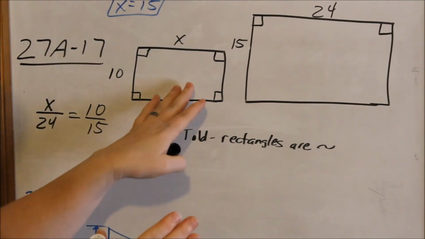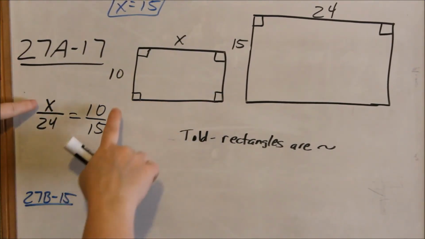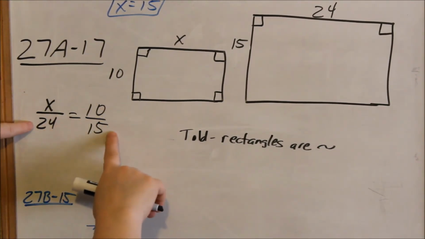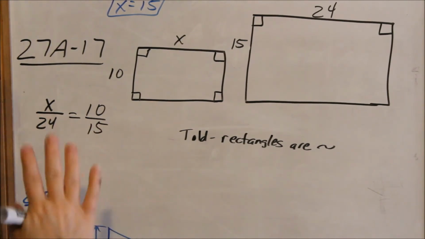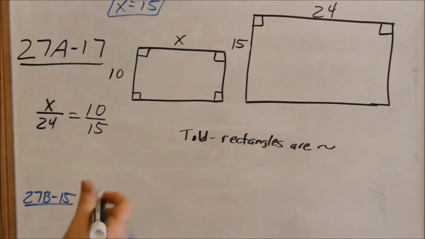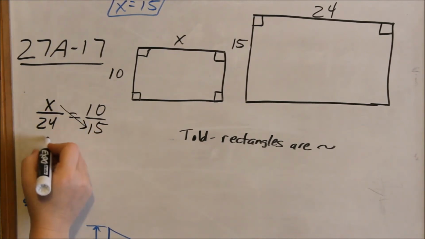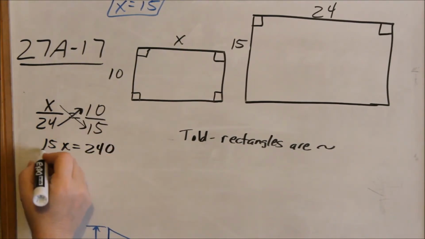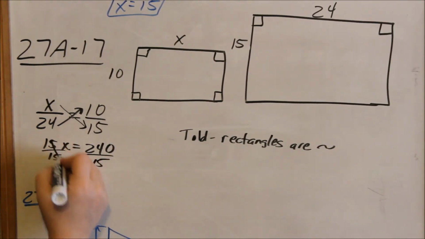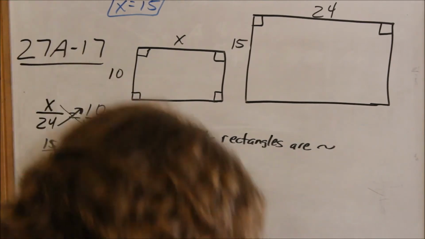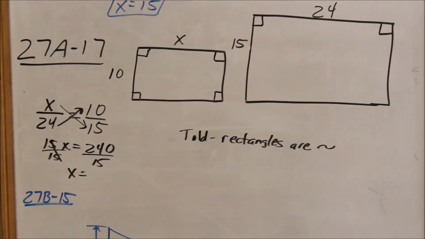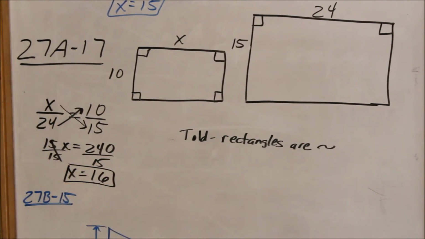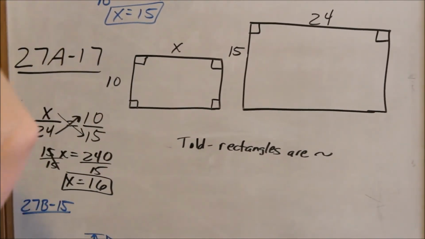Again, it doesn't matter which shape you start with as long as you put the same thing in the numerator on both sides. Here, both my numerators were the small one. Here, both denominators were the large one. It doesn't matter which one you start with as long as you are consistent. So we cross multiply: 15x equals 240. Divide both sides by 15. x equals 16. So that means that this side would have been 16.